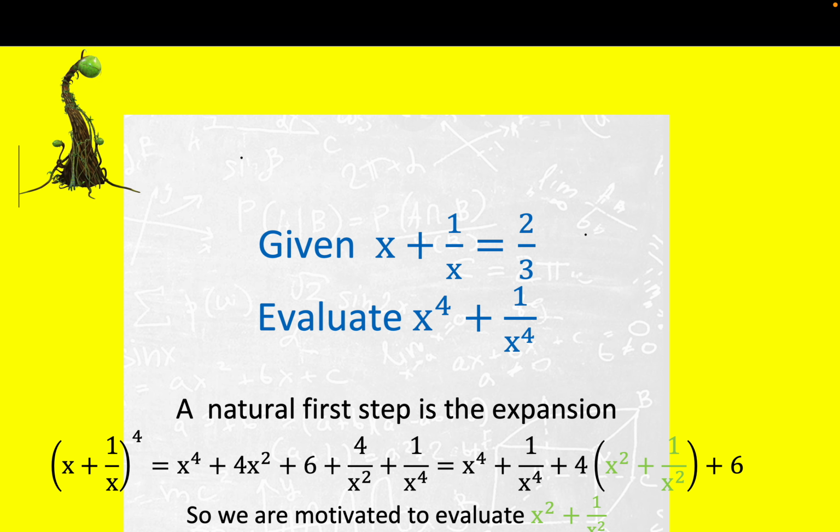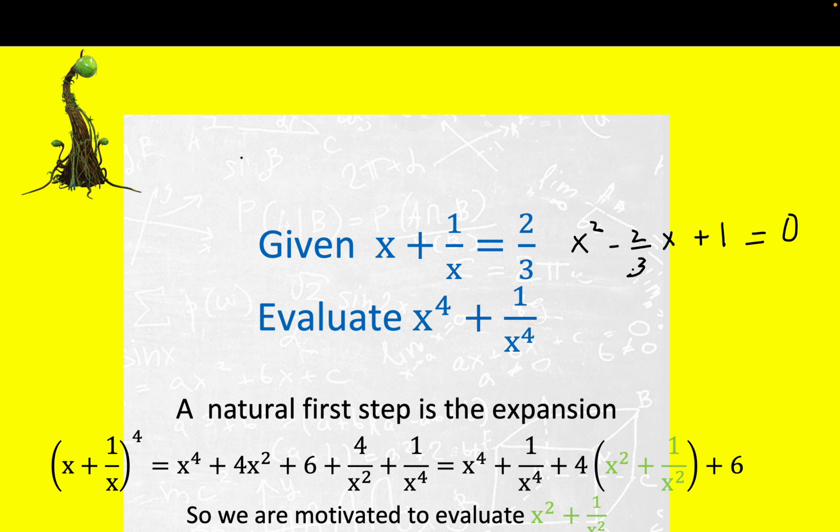The so-called direct approach to solving this problem would involve converting this to something in quadratic form. So if you multiply through by x, you would get x squared minus 2/3 x plus 1 equals 0.